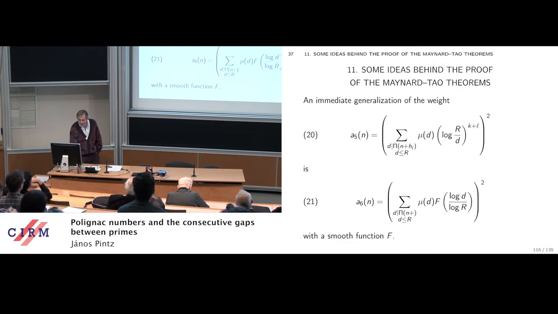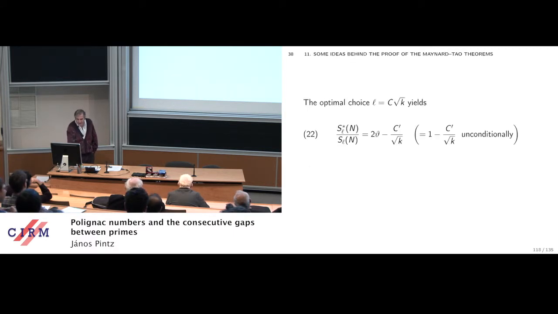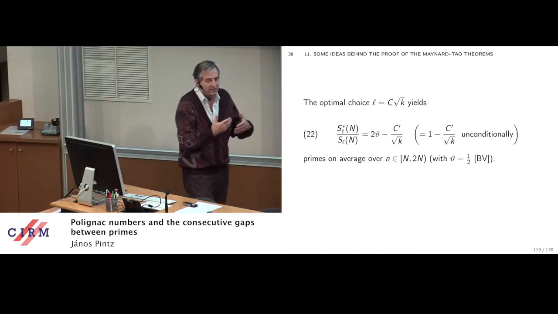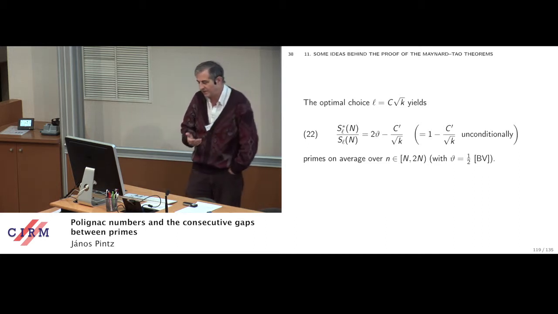Now, some ideas behind the Maynard-Tao talk, just very quickly. So you see that A5 was the weight we used, and A6 is a generalized weight with another weight function. And even with the optimal choice, we have a little loss compared to 1 unconditionally. And so that means we get a little bit less than 1 prime on average, which doesn't help.